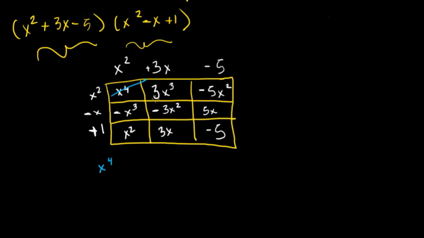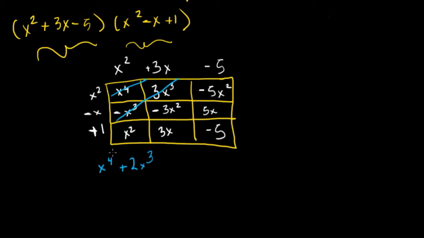Now I'm looking for powers of 3. Well, I have a power of 3 here, I have a power of 3 here, and nowhere else. So this will be 3x cubed minus x cubed, which is basically 3 minus 1, which will give us a positive 2x cubed. And I'm done with these boxes here.